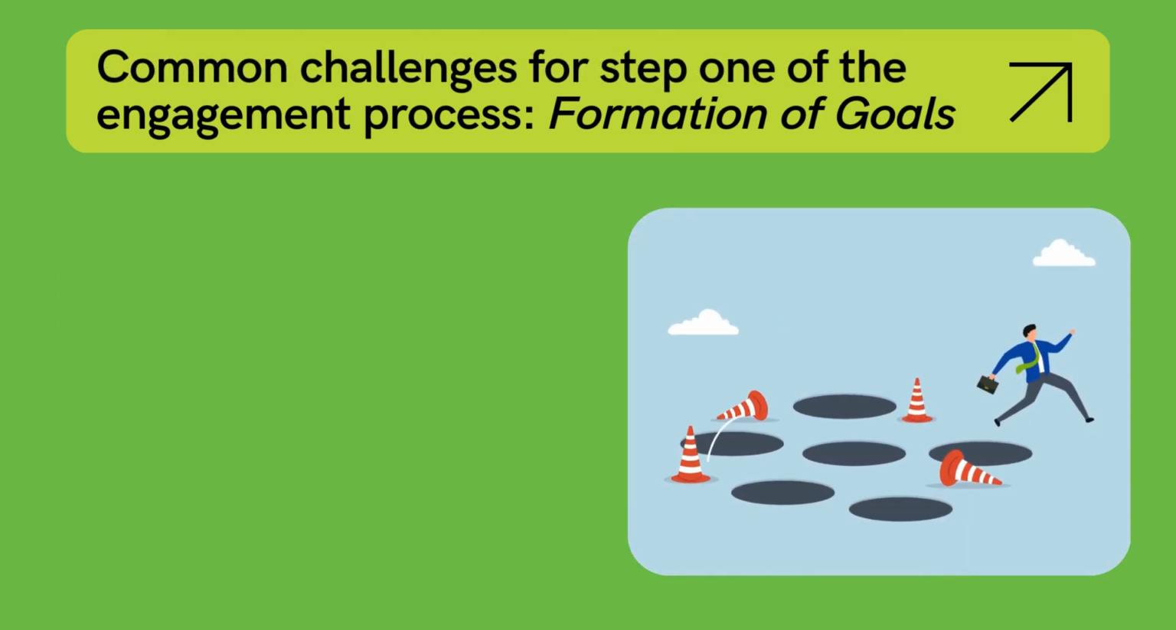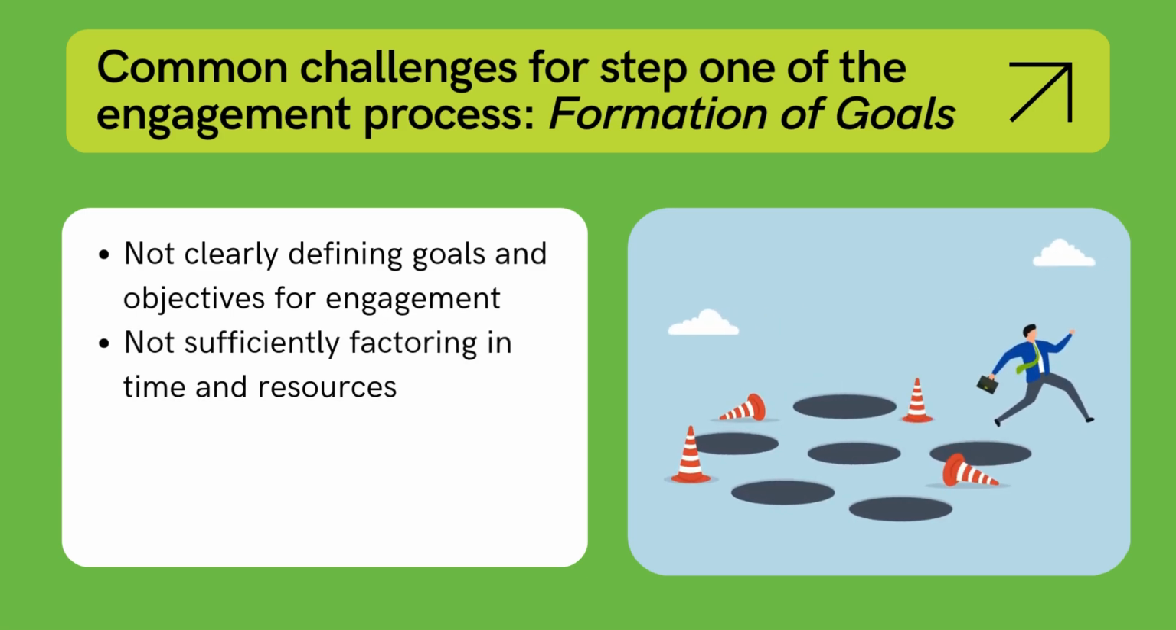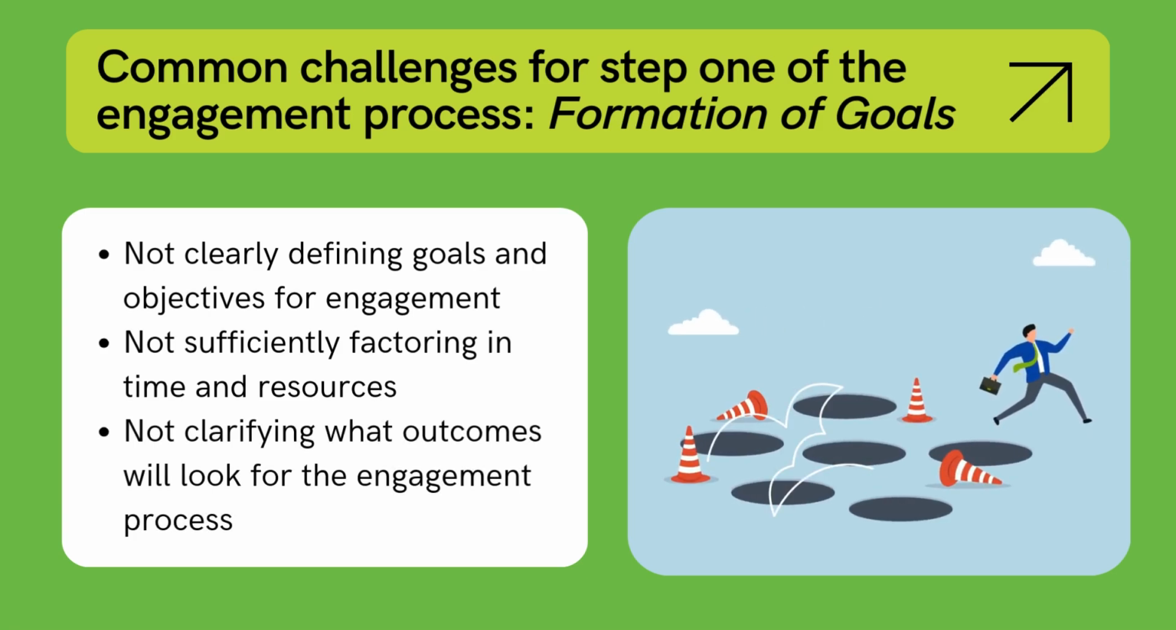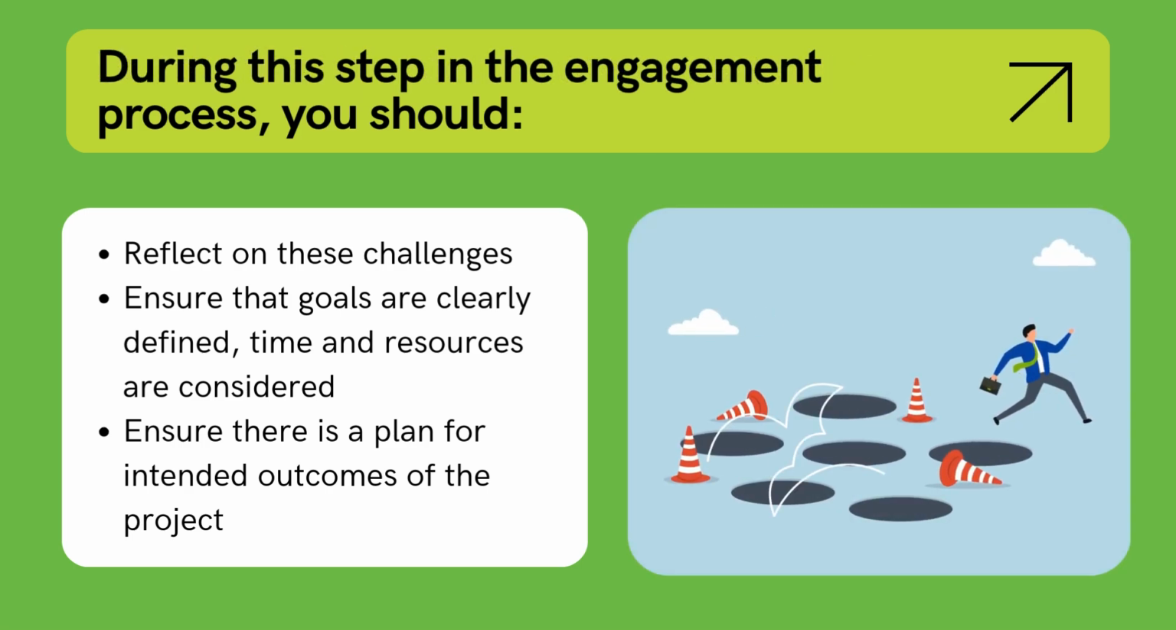Along with these questions, you may also reflect on common challenges and pitfalls and work to create mitigation strategies. Some of the common challenges and pitfalls researchers experience include not clearly defining goals and objectives for engagement, not sufficiently factoring in time and resources, not clarifying what outcomes will look like for the engagement process. And during the first step of the process, you should reflect on these challenges and ensure that goals are clearly defined, time and resources are considered, and there is a plan for intended outcomes of the project.